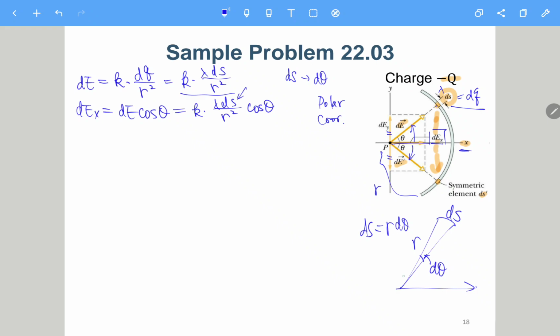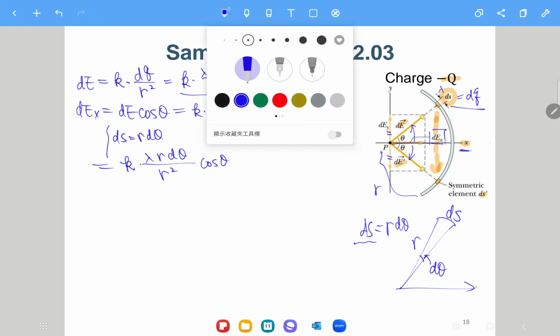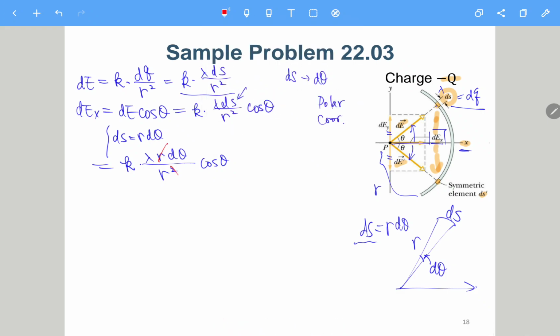Okay, it should be the radius multiplied by the angle in radians, and it will be the length of the arc. So in that case, we will apply ds to be r d theta. So it becomes k times lambda r d theta over r squared, and then cosine of theta. Of course we can cancel this r with this r squared.